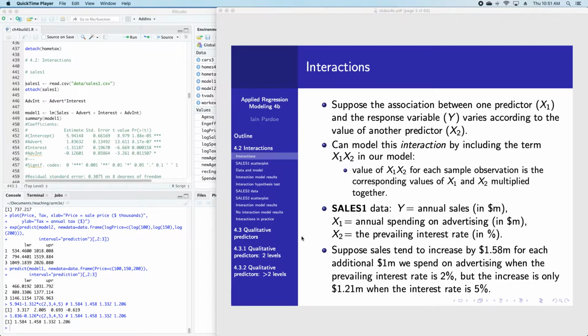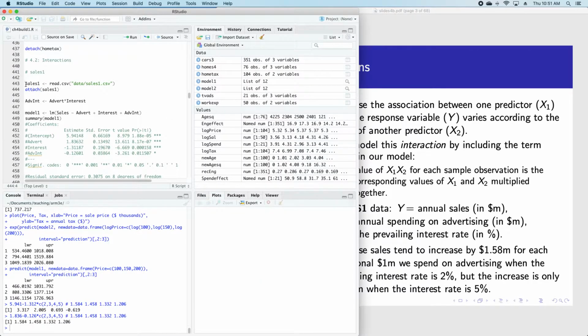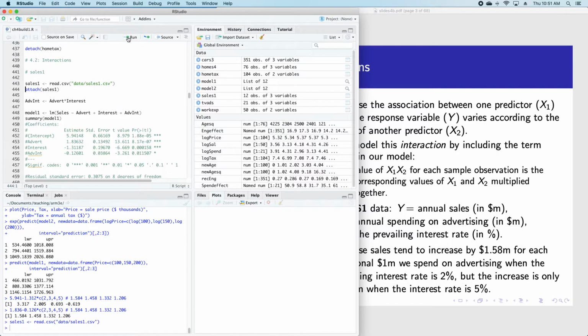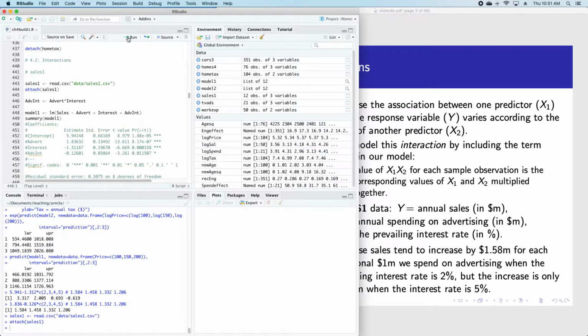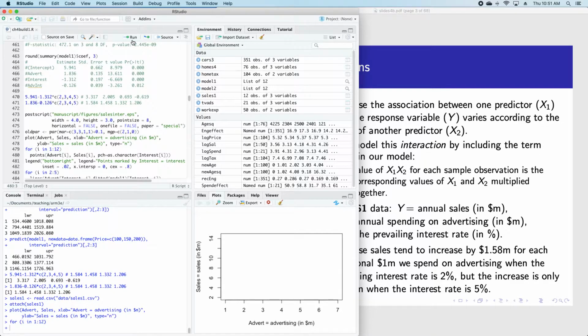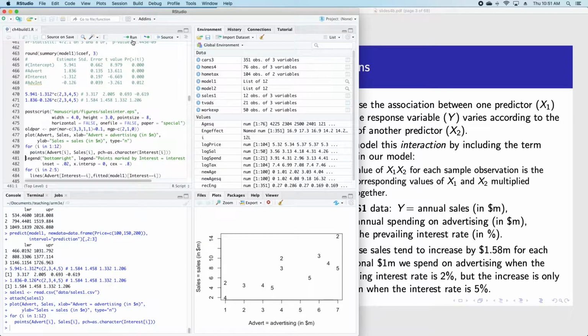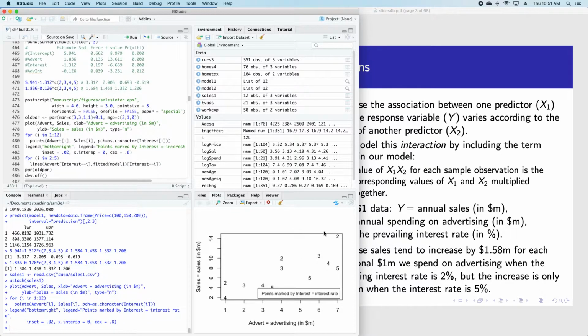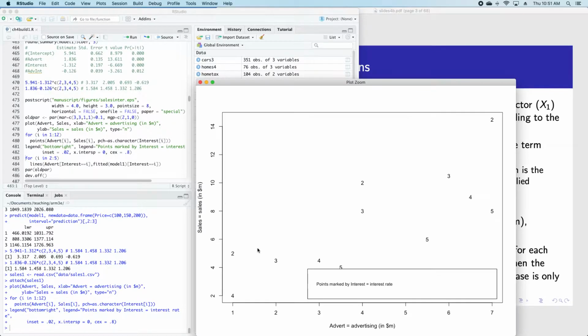So let's look at some actual data. I've got my sales 1 data, and I'm going to draw a picture. So here's my data, and let's see. Yeah, that just about works. Let me make this bigger.